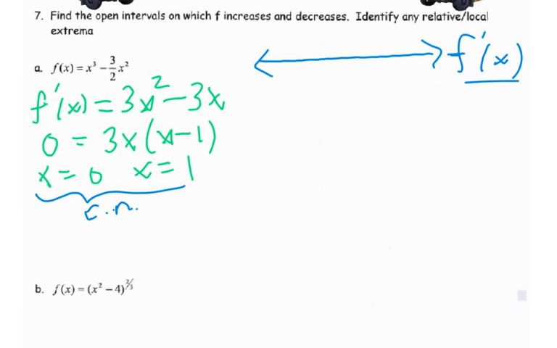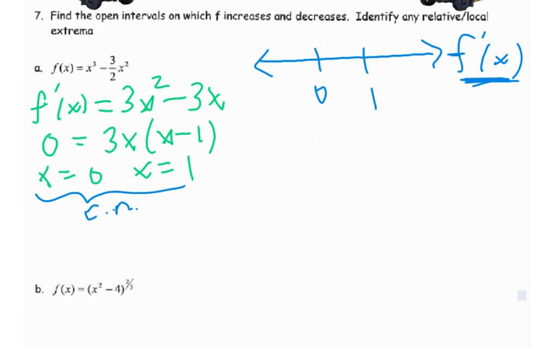All right, take your critical numbers and put them on the number line. So I'm going to put 0 and 1. Now, those two critical numbers divide my number line into 3 regions: to the left of 0, between 0 and 1, and to the right of 1. What we're going to do is use the first derivative. That's why we've named it. We're going to use the first derivative to determine when and where the original function f is increasing.